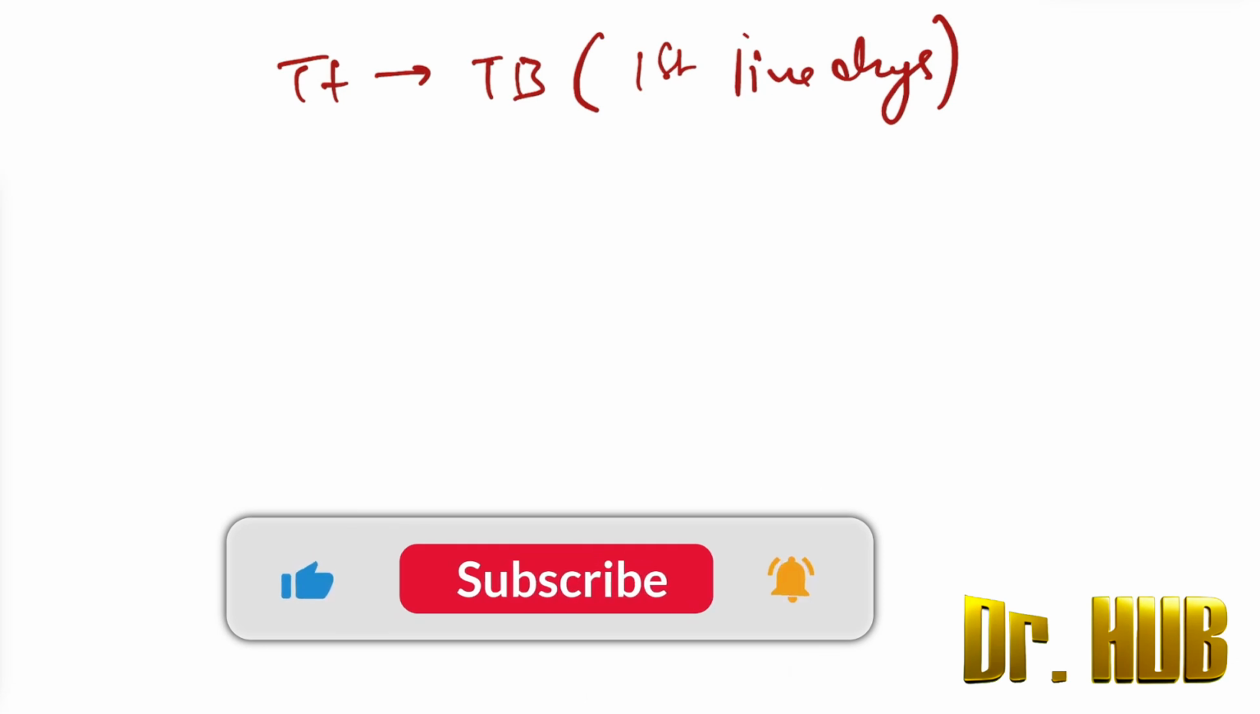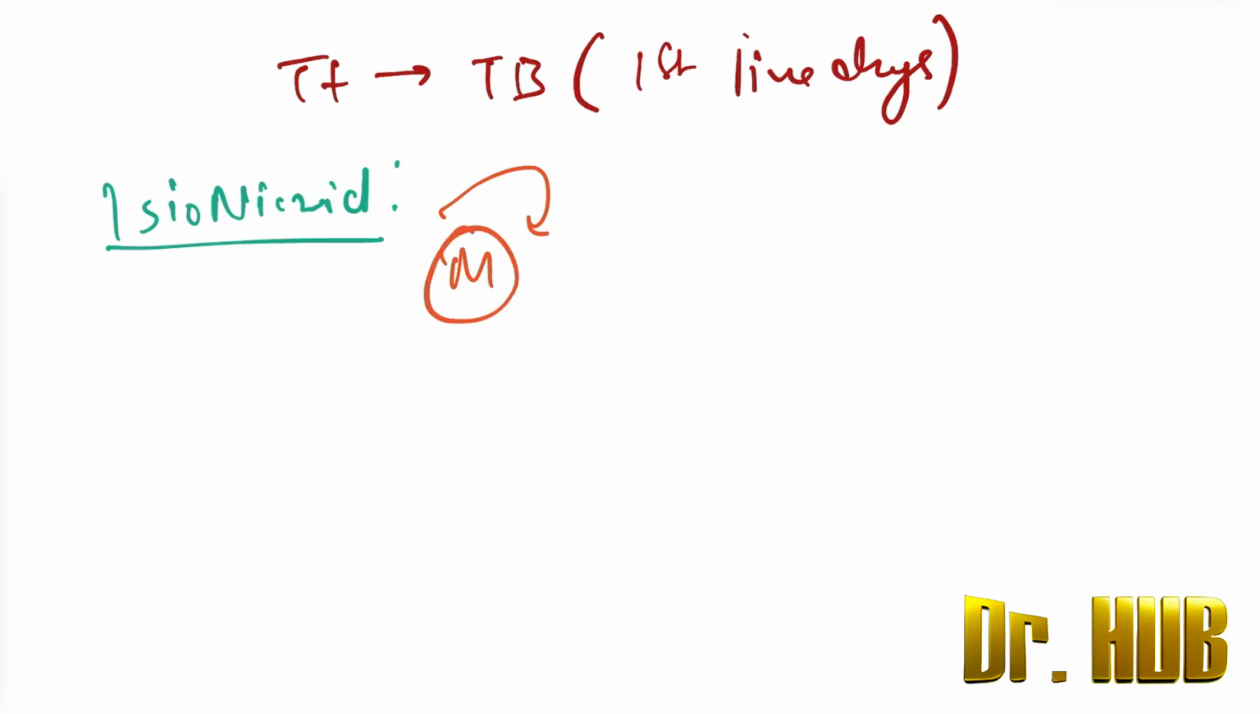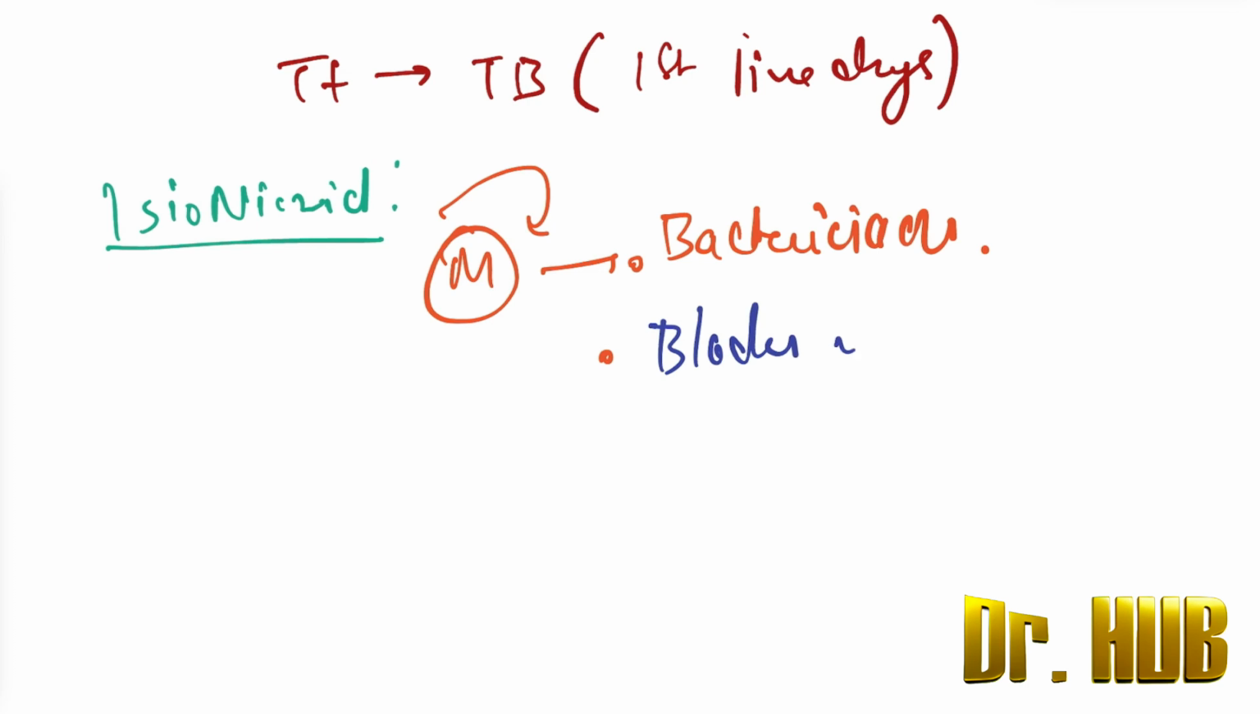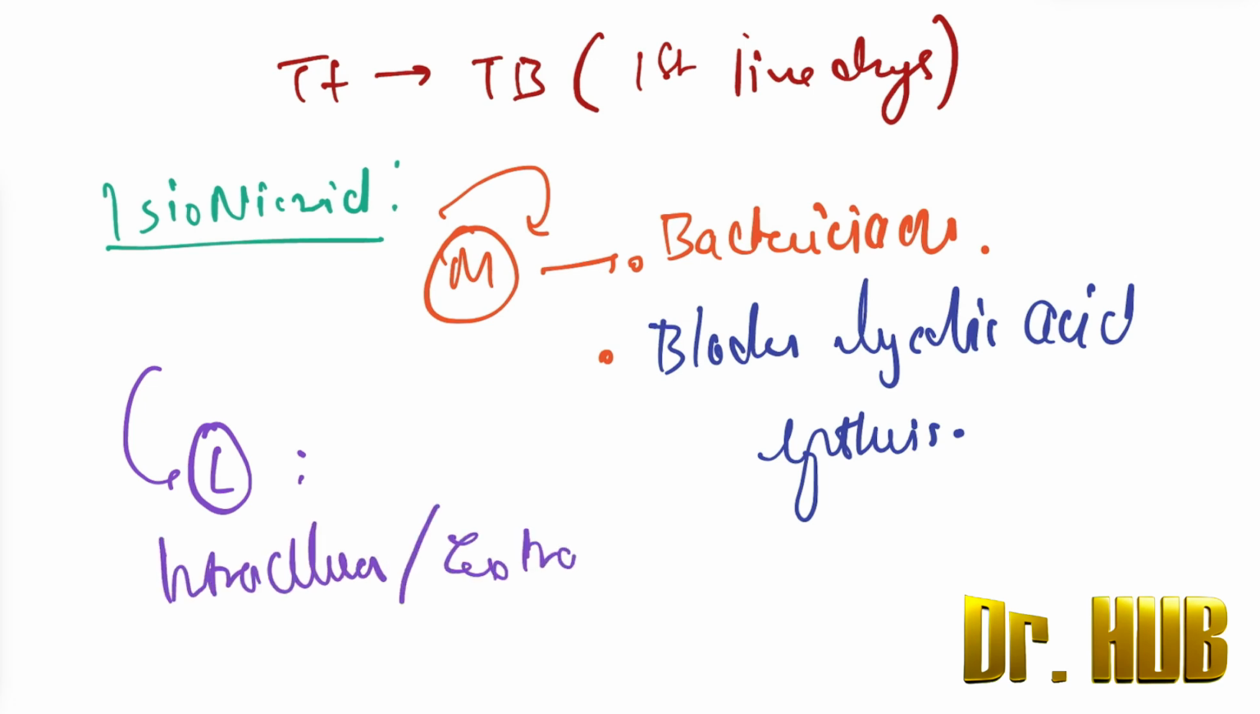So to begin with, we look at isoniazid. The mechanism of action is that it is bactericidal. It also blocks the mycolic acid synthesis. And what is the location of the mycobacteria? It is intracellular as well as extracellular.